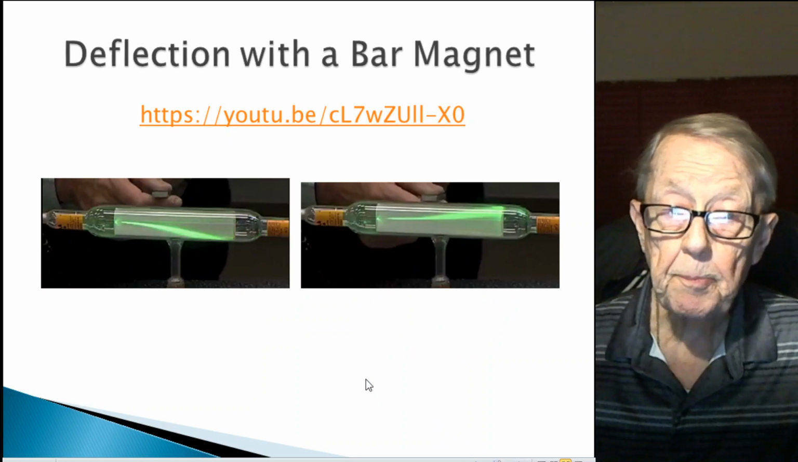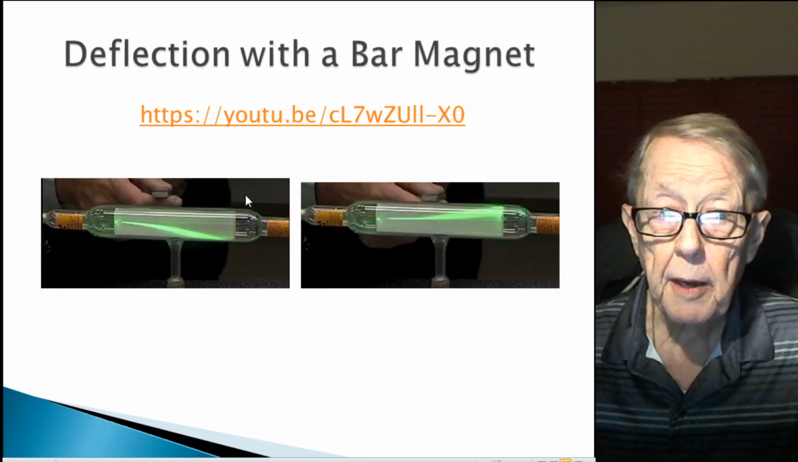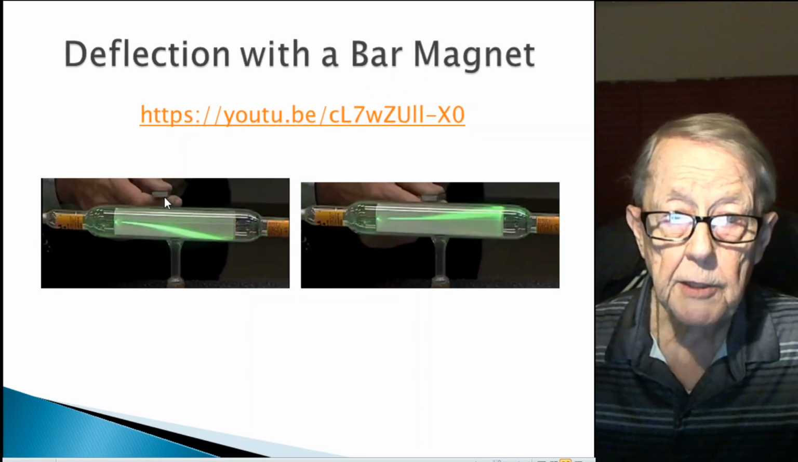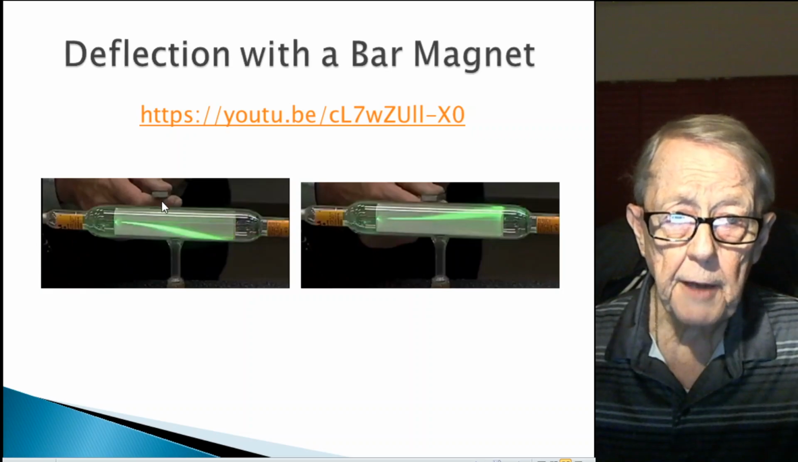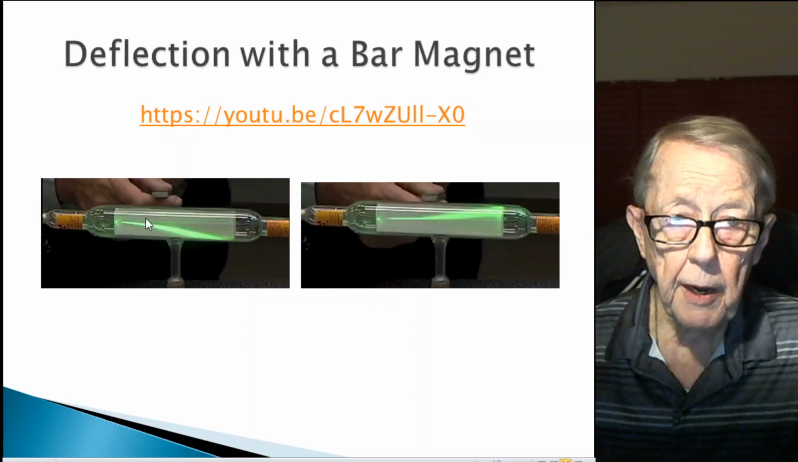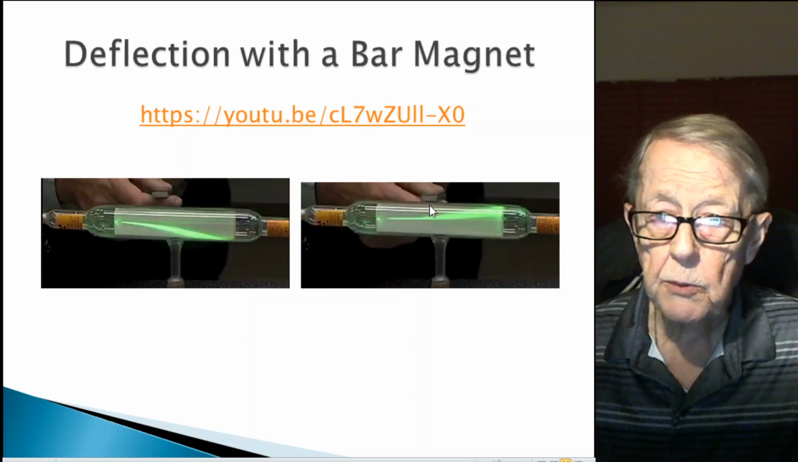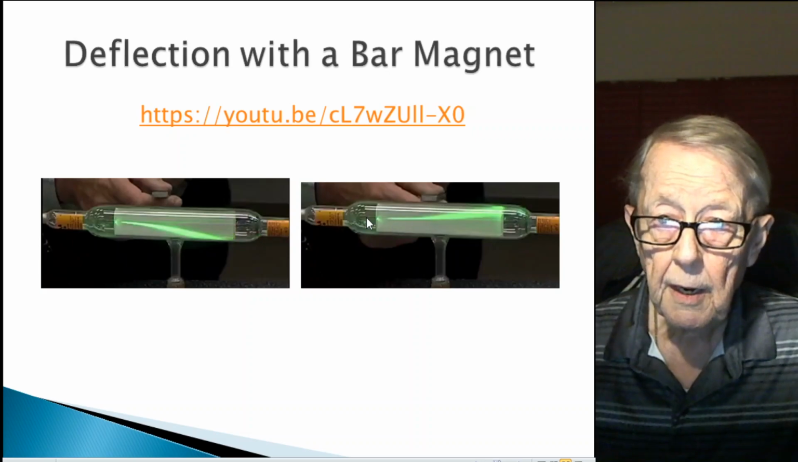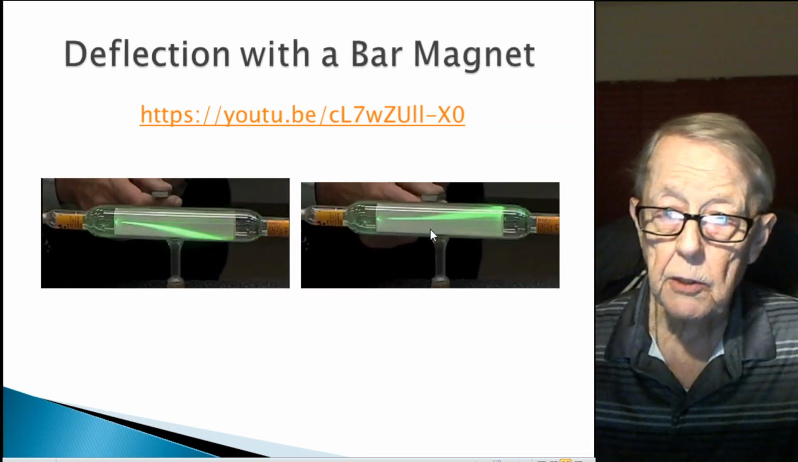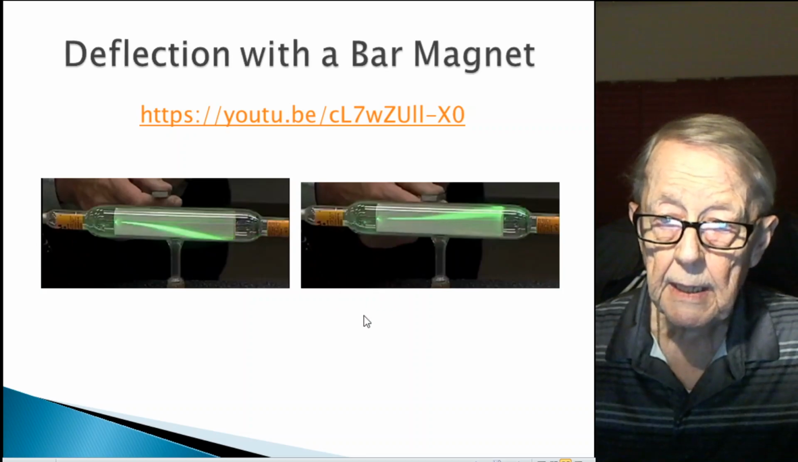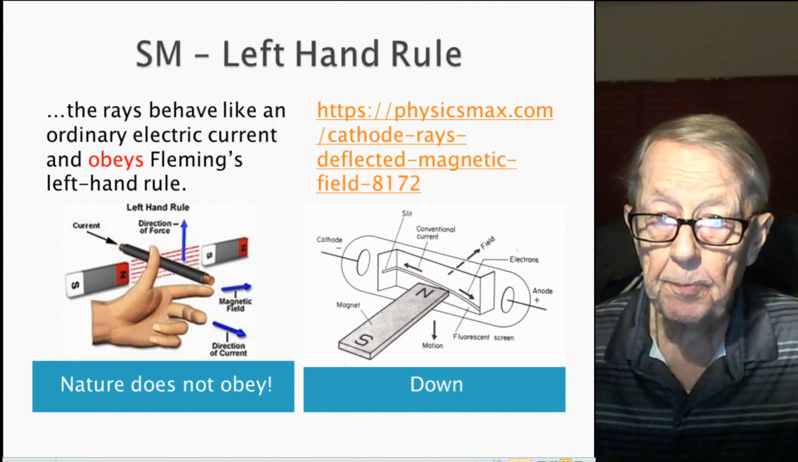That's the first step. Now this is another video, only this time the video shows a bar magnet, and the gentleman has a bar magnet. He's holding it horizontal. He's bringing it down until it's even with the ray, and yes, it goes down. Then he flips it over. He doesn't tell us which one is which. He just flips it over, and then moves it down and even with the ray, and it shows it going up. So this is the one example I'm going to try to explain.